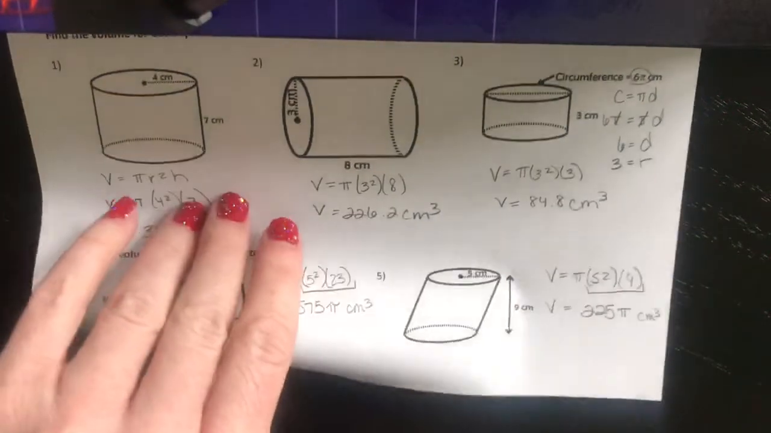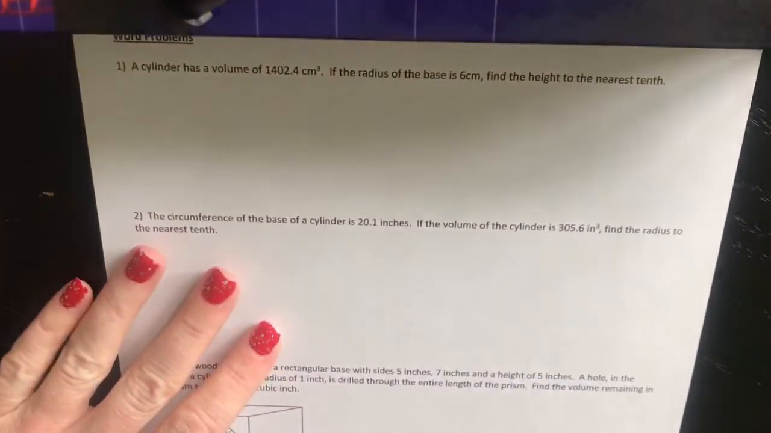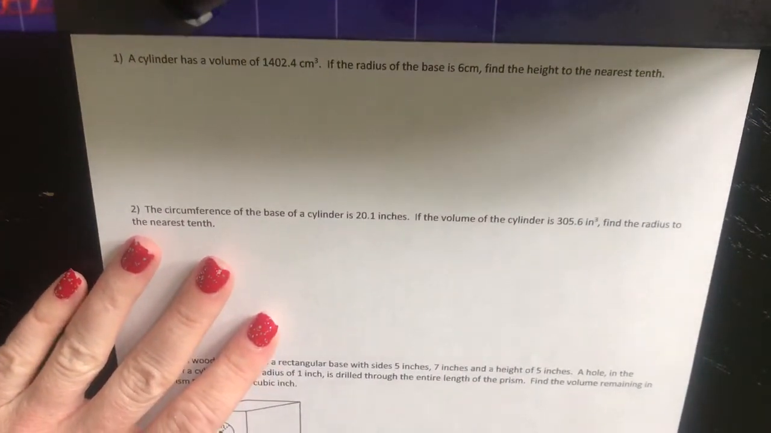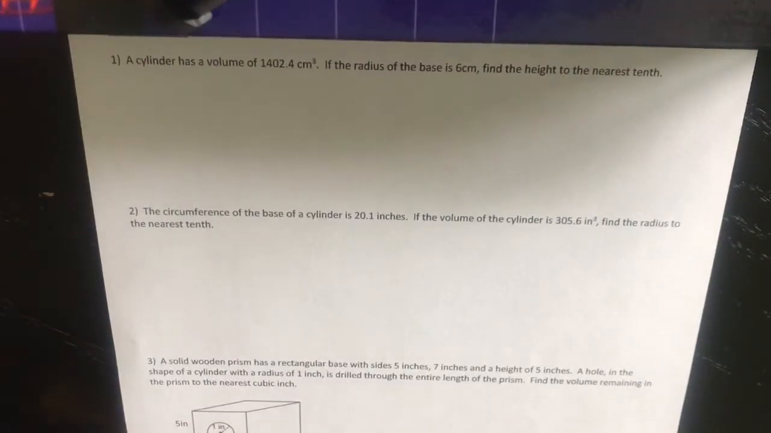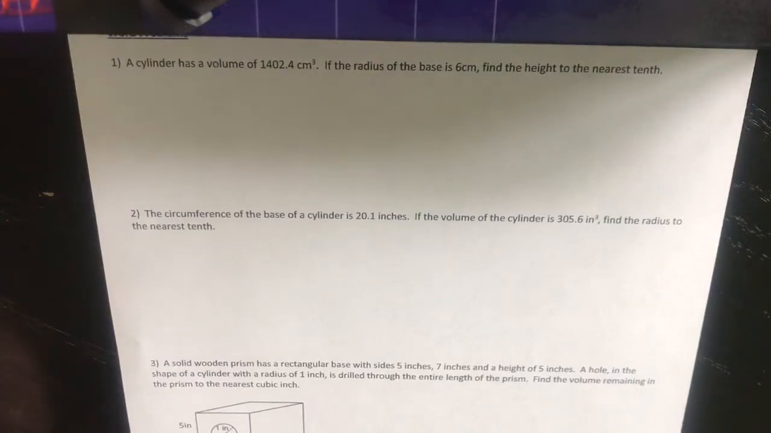Okay, so with that, I'm going to show you just a couple word problems using these two concepts. So the first one, a cylinder has a volume of 1,402.4 centimeters cubed, and it says if the radius of the base is 6 centimeters, find the height to the nearest tenth.